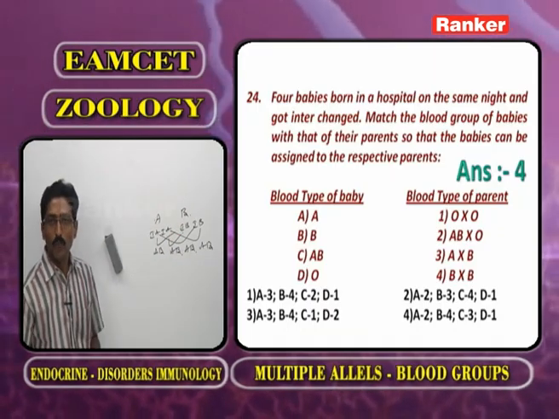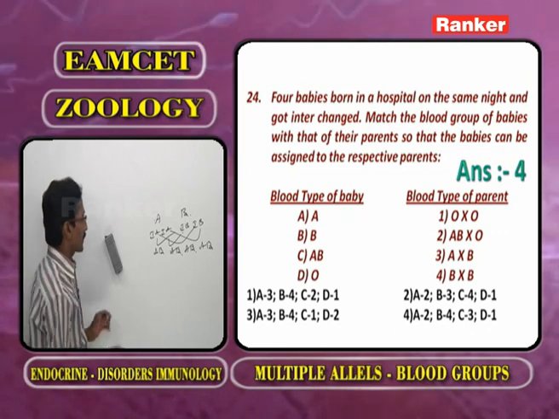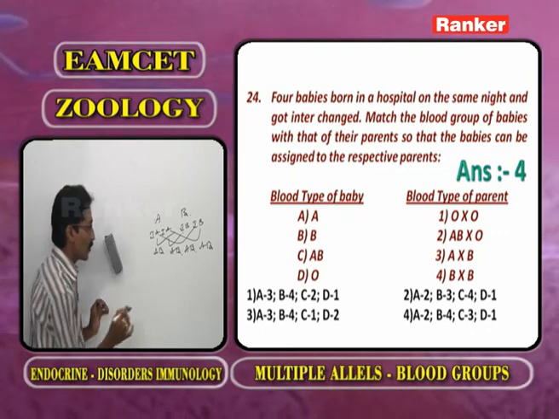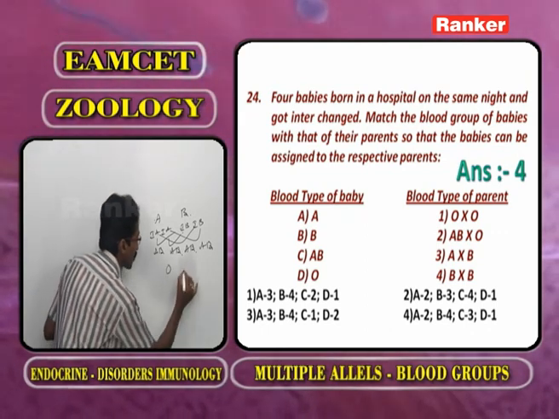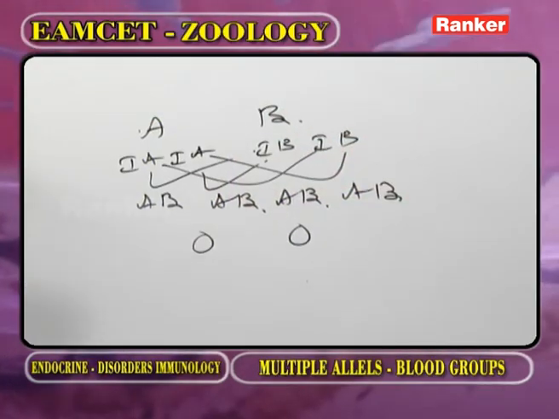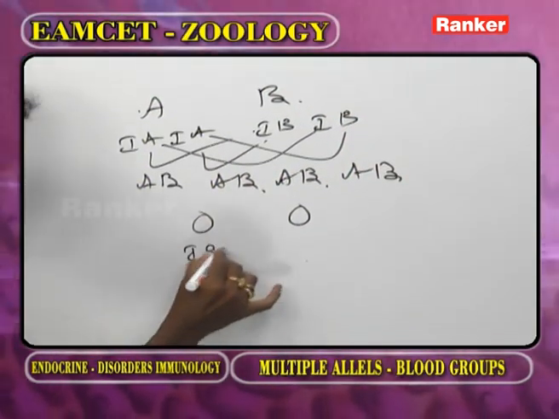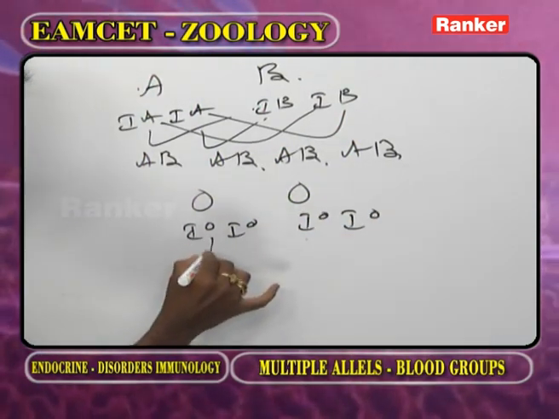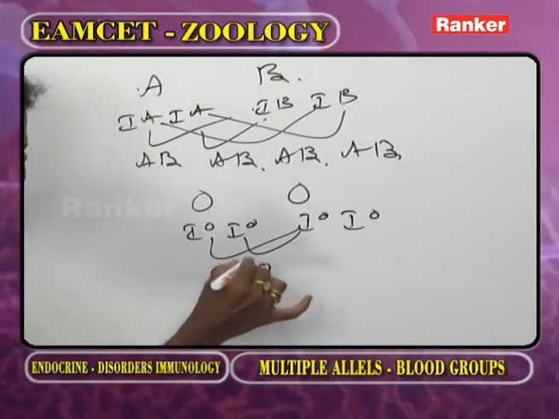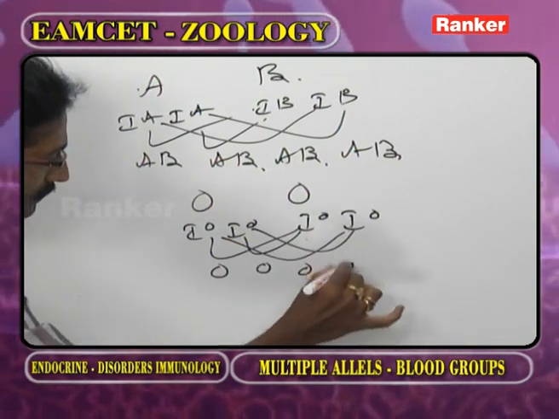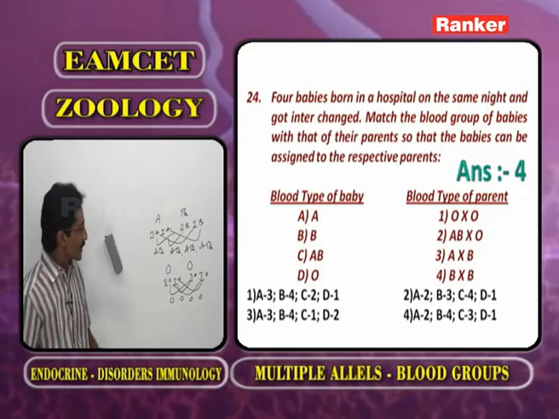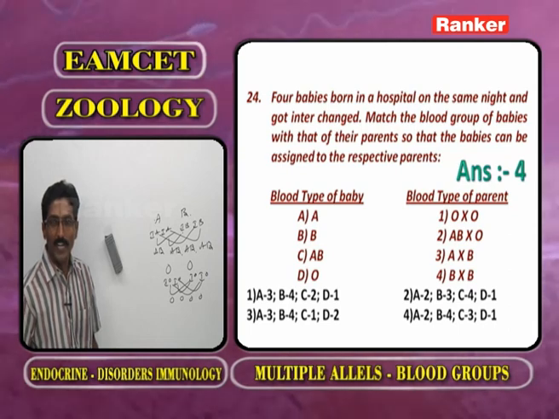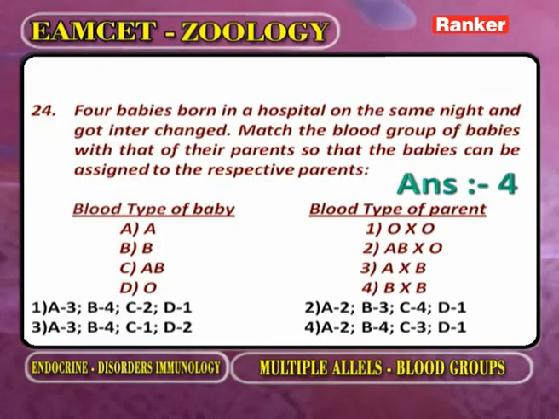Now, the fourth baby's blood group is O. Such a baby is handed over to father blood group O, mother blood group O, and there is no other chance. It is homozygous recessive, IO IO. Now, we are getting O, O. So, based on this information, what is the answer? The fourth one. Now, the next question.